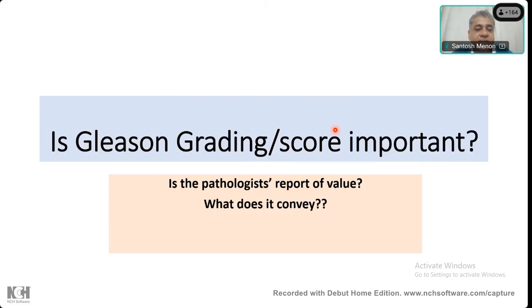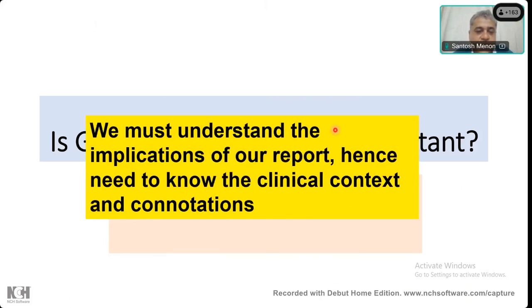So the question to all the students is, is the Gleason grading score important? Yes. Does it convey anything? What does it convey? You know what it means? So this is the practical importance. You understand why we are struggling to give Gleason scoring, the percentage of tumor, percentage of pattern 4, percentage of pattern 3. You must know the clinical context and connotations.